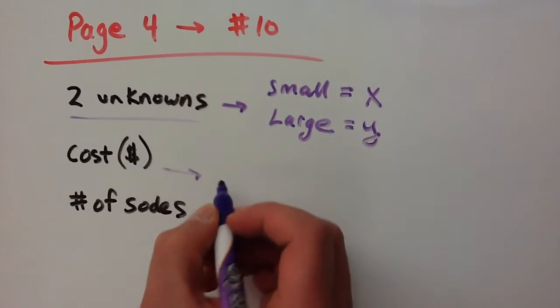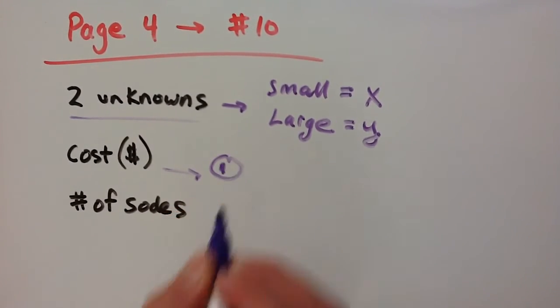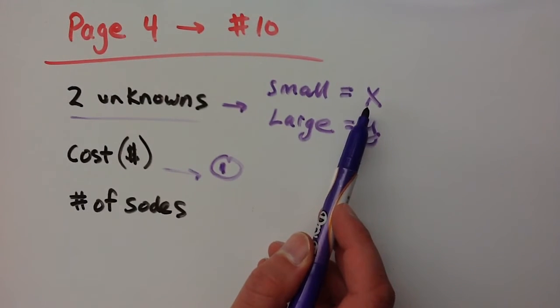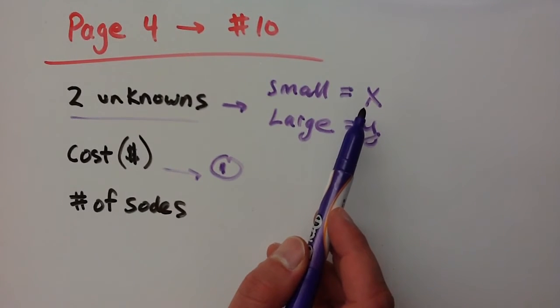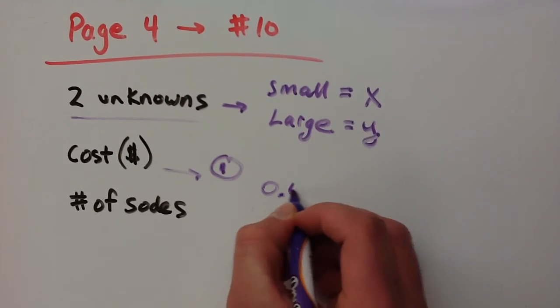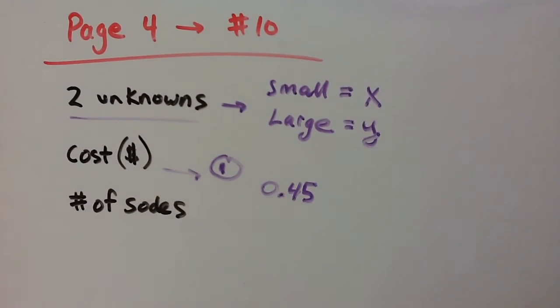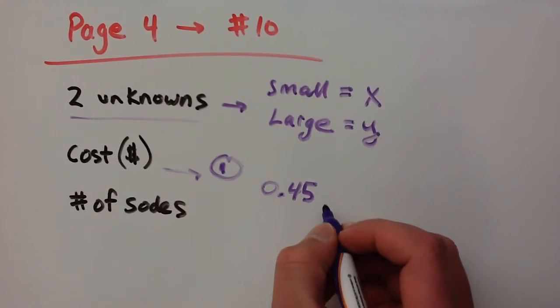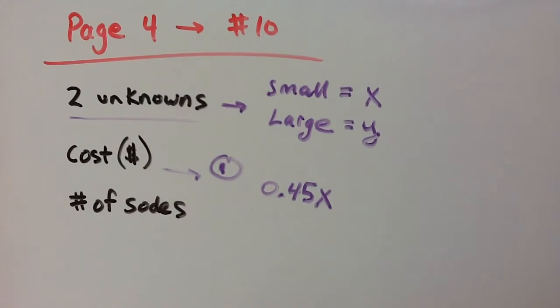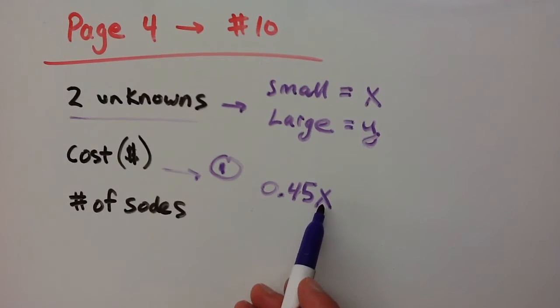So what about the cost? Let's call this equation number 1. I have some small sodas, and how much is a small soda? What does it say in the problem? 45 cents, right? So I would represent that as 0.45. That's 45 cents for every small soda, or 45 cents times the number of small sodas. And we're letting x represent the number of small sodas. So 45 cents times the number of small sodas would give you the amount of money that you make off of small sodas.